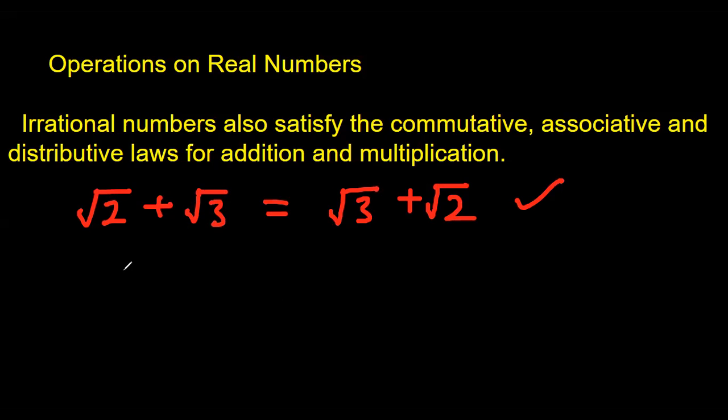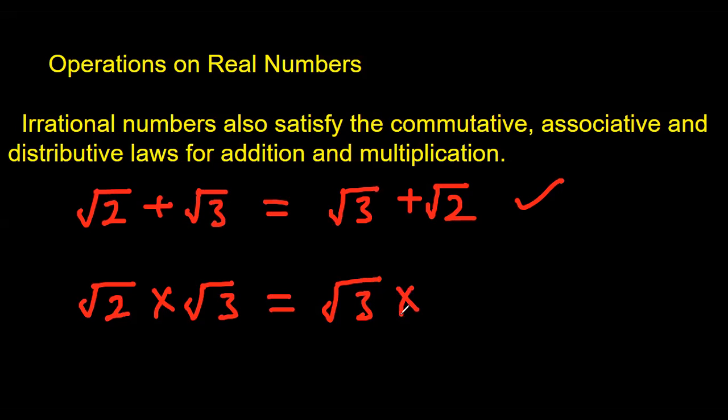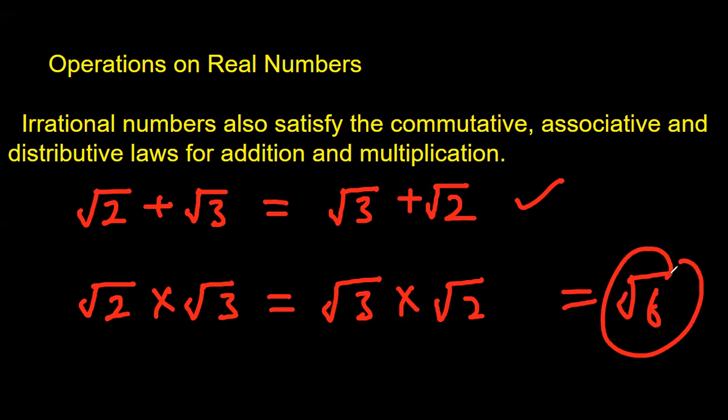Not only in addition, in multiplication also, let's see the same example. Under root 2 into under root 3 will be the same as under root 3 into under root 2. In both cases, we are getting root 6. Both answers are root 6. Now, what we observe is that even irrational numbers are commutative for addition and multiplication.